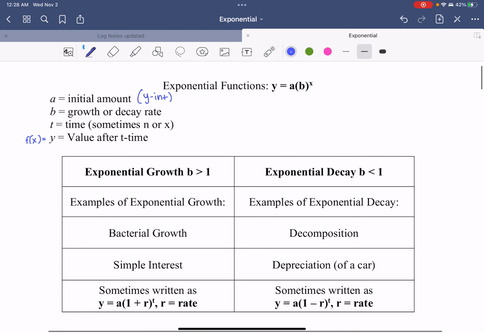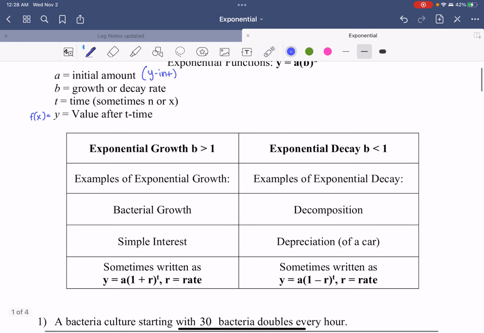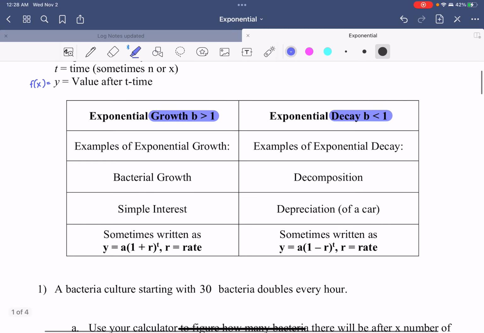So they can say f of x or y, and that will both represent the value after an extended amount of time. So you can have either exponential growth or exponential decay. And the way to tell them apart is to look at the rate. So if b is greater than 1, then you're going to have exponential growth. But if b is less than 1, then you're going to have exponential decay. And I have some real world examples listed there.